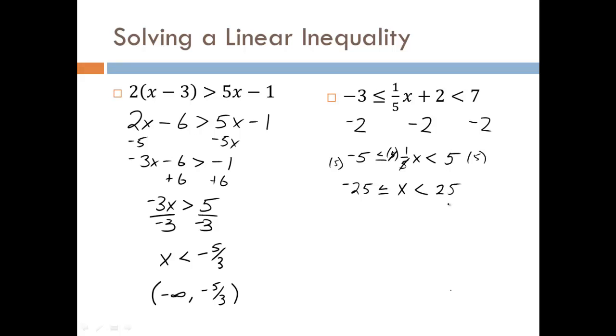If we wanted to write this in interval notation, we would start at negative 25 and we'd go to positive 25. And if we look at the endpoints, since the negative 25 is potentially equal to the x, we show that it's included by using a square bracket. And since the positive 25 is strictly greater than the x, we show that by using a parenthesis.